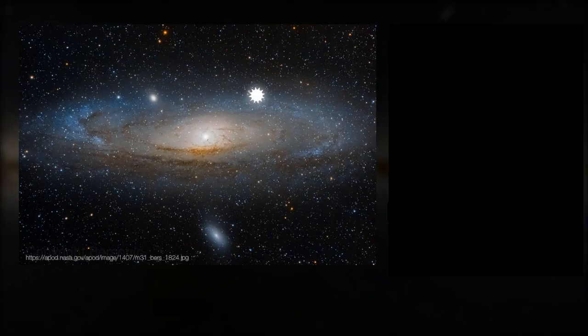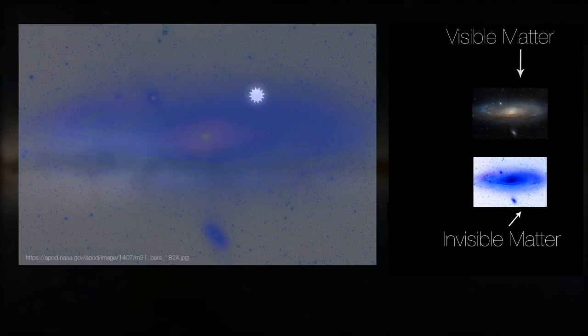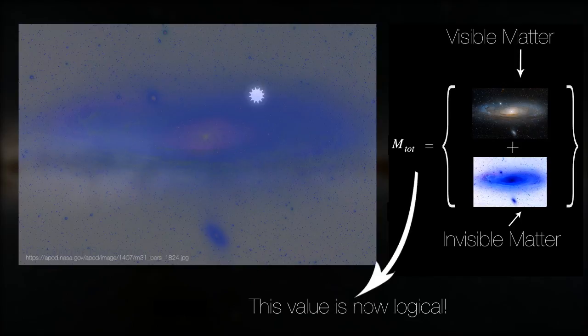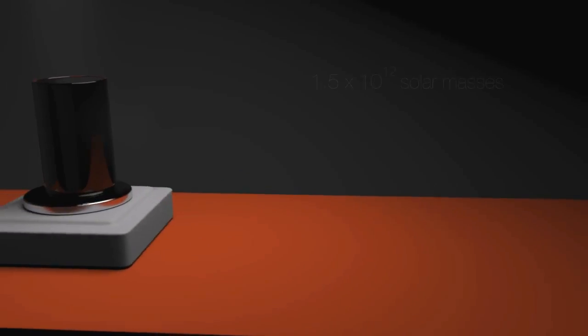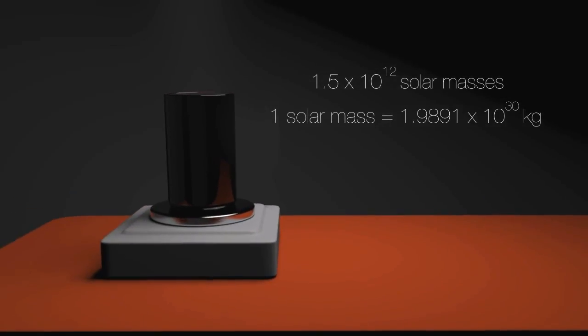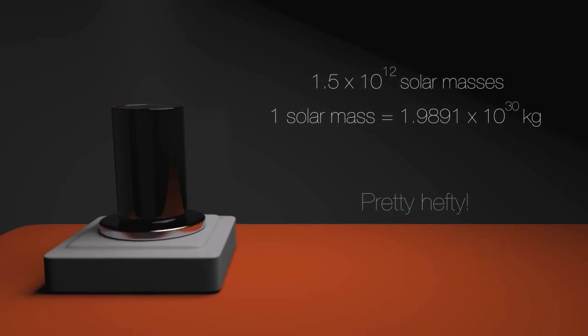What would explain this mystery is if there was some sort of invisible mass present, some kind of unseeable matter that was creating this gravity. Let me help you visualize this. So here I've got a freshly brewed cup of Milky Way from the Galactic Cafe. Let's weigh it, shall we? About 1.5 times 10 to the power 12 solar masses.